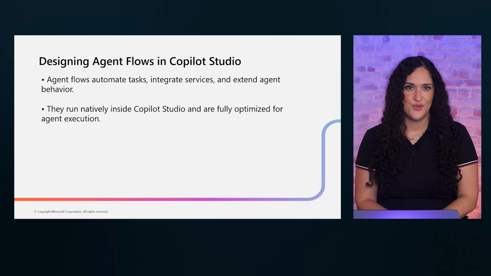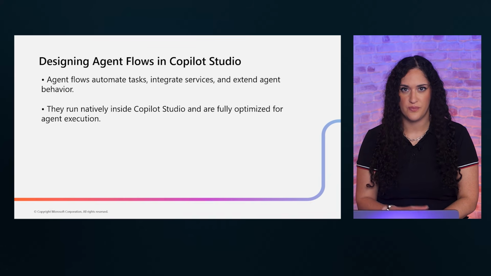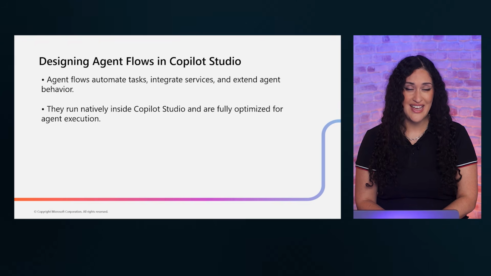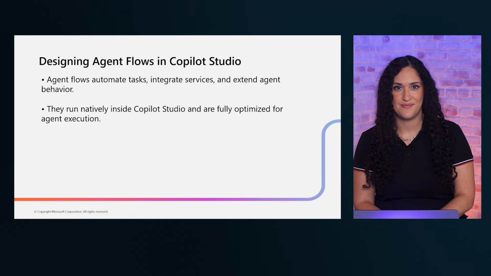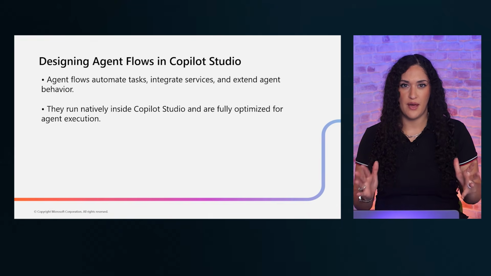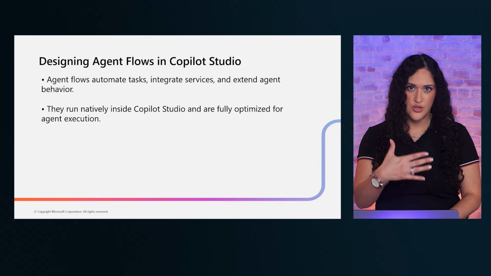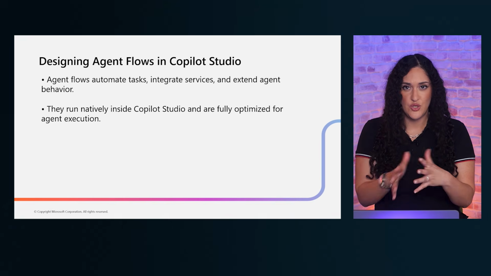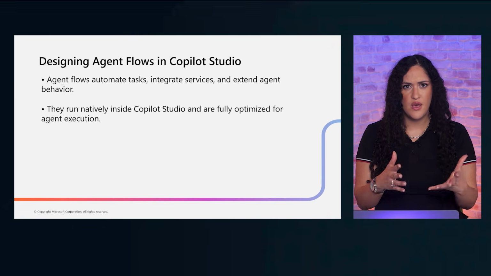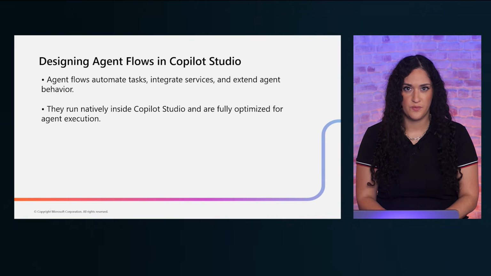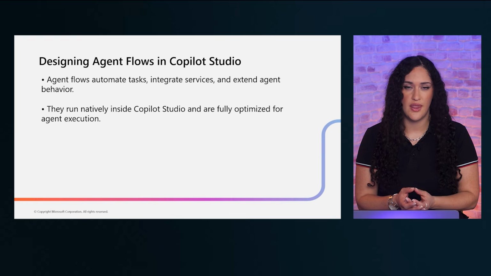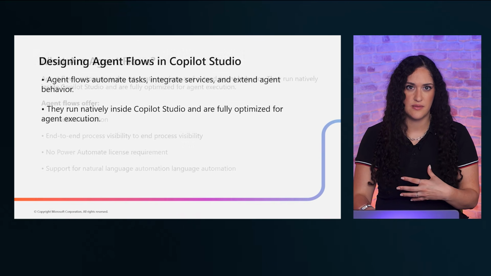Now let's talk about agent flows. These are the automated workflows that extend your agent's behavior beyond conversation. Agent flows let you automate tasks, integrate with external services, and execute multi-step processes. They run natively inside Copilot Studio and are optimized specifically for agent execution. Think of them as the operational backbone of your agents. The agent handles the conversation and decision-making, while the agent flows handle the doing, sending emails, updating records, retrieving data, for example. Together, they create a complete solution that both understands and acts.